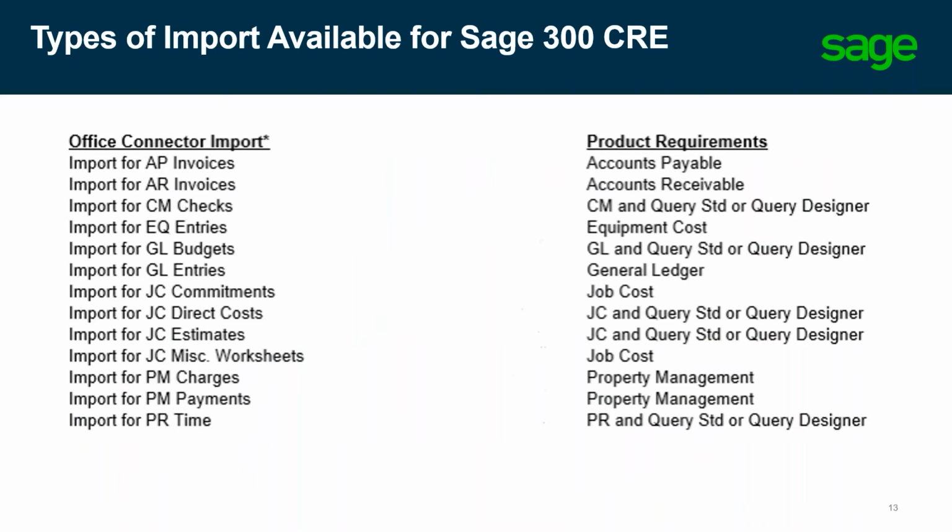Here's a quick glimpse of some of the different import features you have with Office Connector. They all correspond with those specific import features in those applications. Things like import AP invoices or import GL budgets. Right now, all throughout your 300 CRE system, those import functions have corresponding import applications within Sage Office Connector, allowing you to easily transform that information from Excel into 300 CRE.